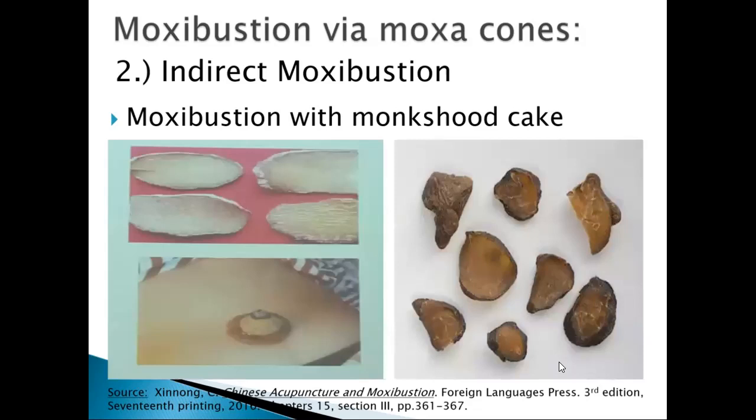So this is your monkshood cake, a picture of it. So you apply it with the moxa cone on top of it, and you use both the herbal property of the ingredient and your moxibustion so as to reinforce the yang of the patient.